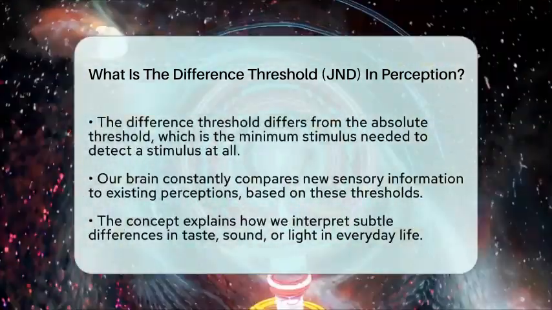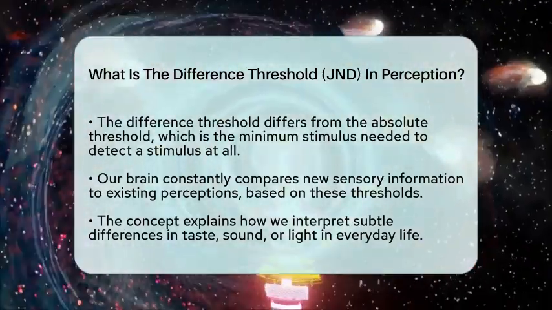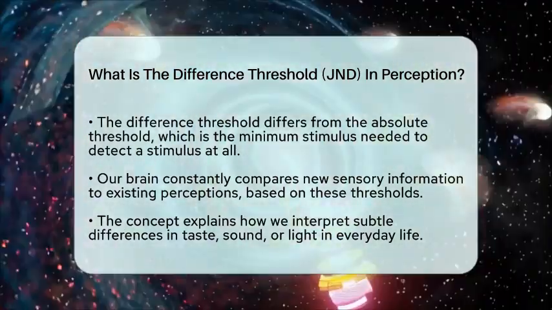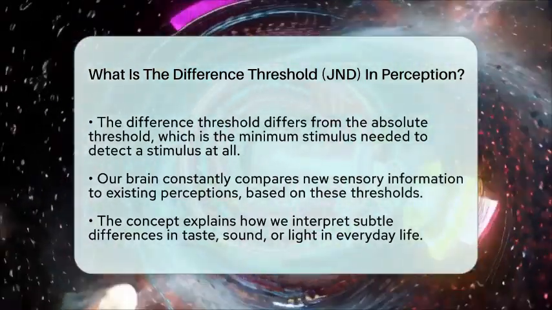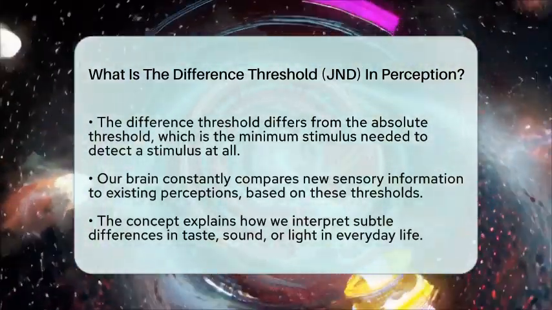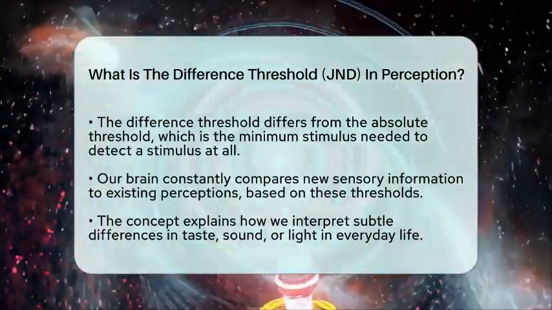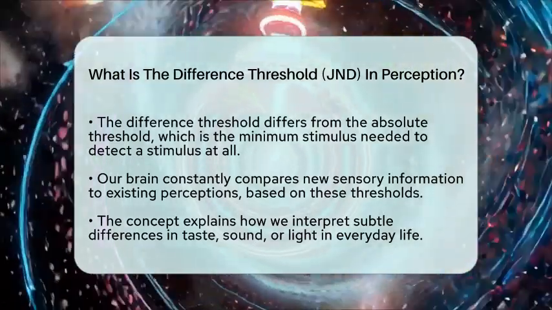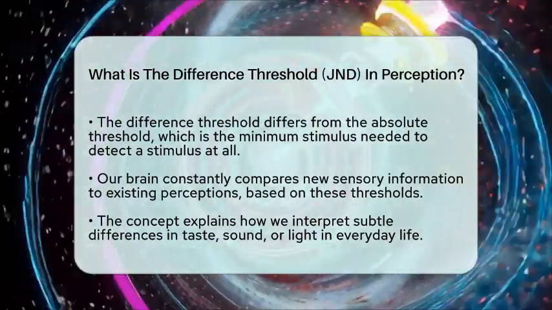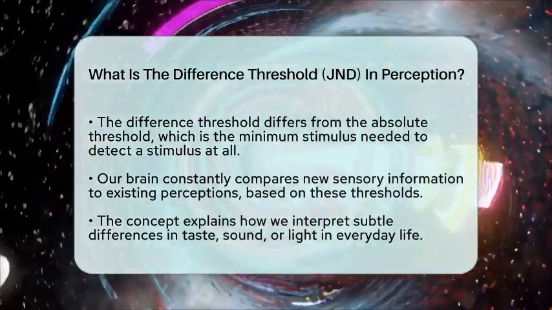The difference threshold is different from the absolute threshold, which is the smallest amount of stimulus needed for us to detect it at all. The JND is about the smallest change we can perceive once we already notice the stimulus. This concept helps explain how we interpret the world around us and how our senses adapt to constant changes. So next time you notice a slight difference in a song's volume or a new flavor in your food, remember that your brain is constantly working with these tiny perceptual thresholds.